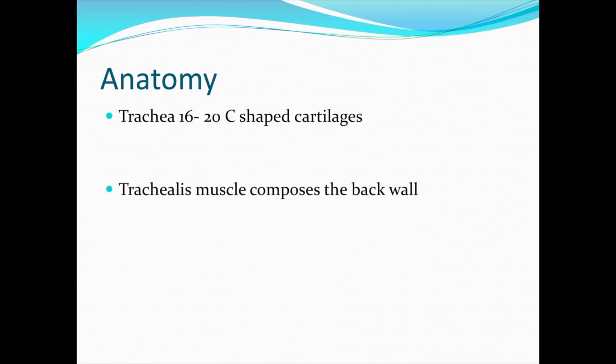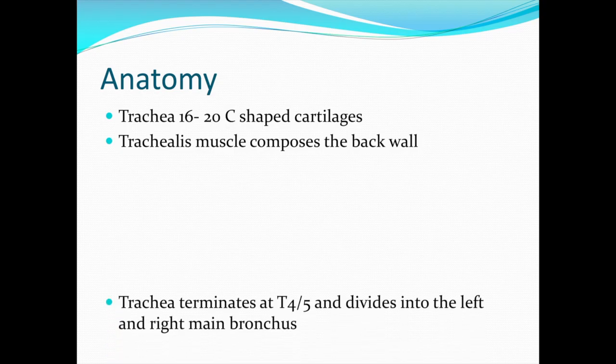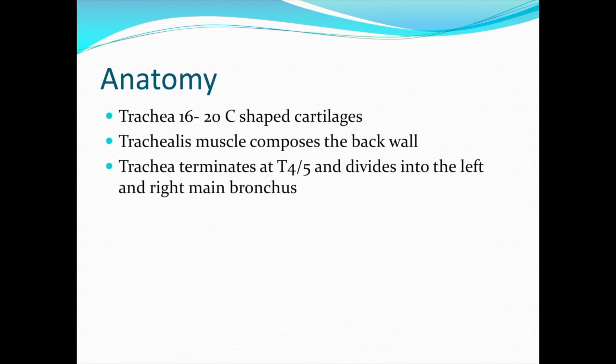Now I'm going to talk to you about the anatomy of the trachea. So the trachea is the windpipe and is made up of 16 to 20 C-shaped cartilages. The trachealis muscle composes the back wall of the trachea, and the trachea terminates at T4 and T5, where it divides into the left and right main bronchus.